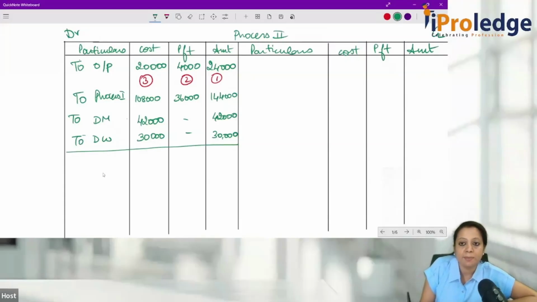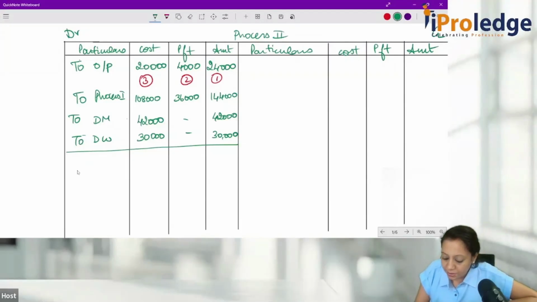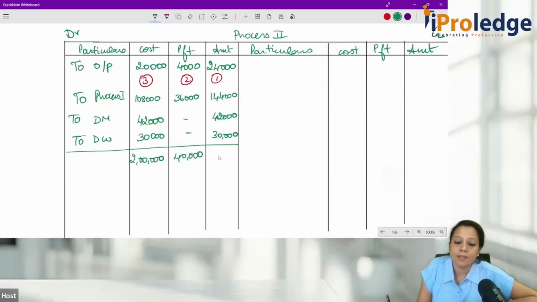Now we will do the first subtotal of prime cost. If you think you will get confused with the two subtotals, then just write simply subtotal, and we'll call the final one prime cost. So 20,000 plus 1,08,000 plus 42,000 plus 30,000. Are we getting 2 lakh, students? Yes, ma'am. 36 plus 4 will be 40,000. So just check if this last column is 2,40,000. Right, 2,40,000.